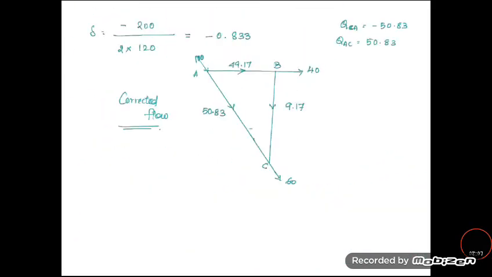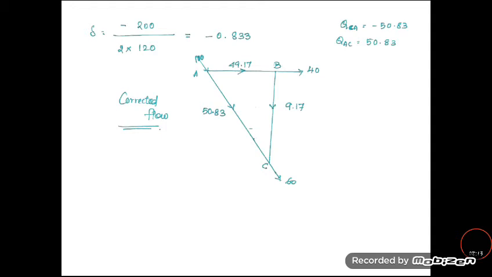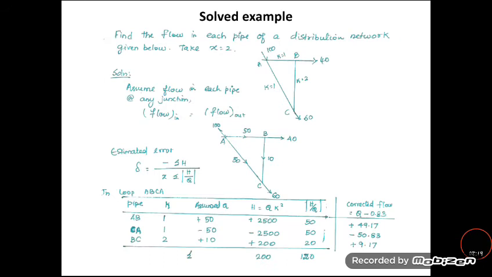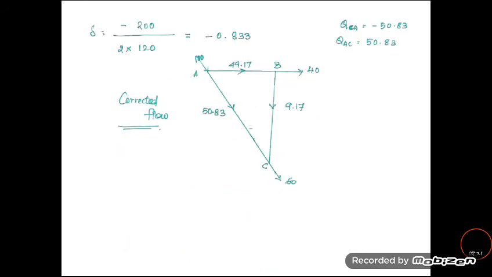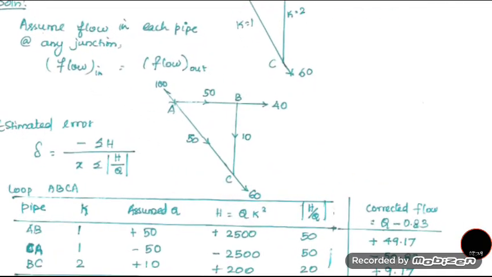The error is calculated as the summation of H divided by X, where X is given in the problem as 2, multiplied by the summation of H by Q. So we'll get the error of minus 0.833. It is corrected with the assumed flow Q.